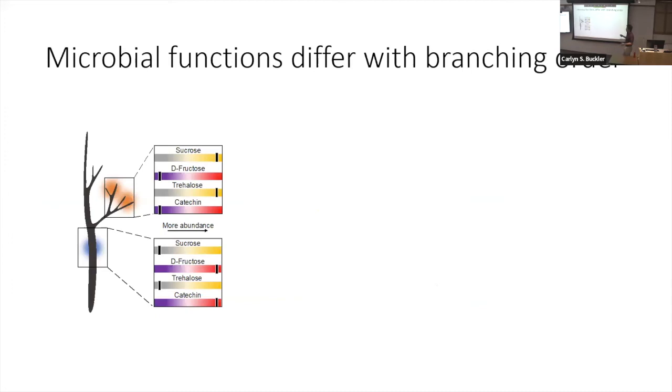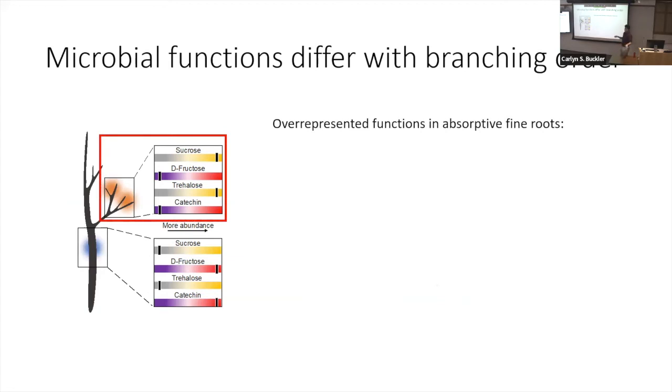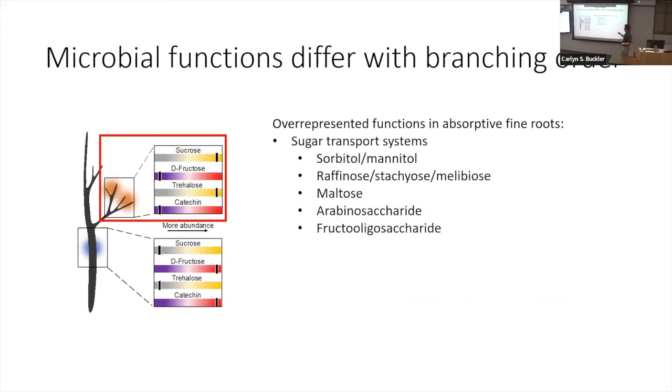And lastly, I had talked about microbial functioning. You can get differences in composition, but the functions may not necessarily differ from each other. Luckily, we did see differences in functioning, which is fantastic because it's a lot of money to do metagenomics. And so for the absorptive fine roots, what we found was an overrepresentation of functions responsible for sugar transport systems. So we're seeing a lot more movement of sugar in that type of environment, which makes sense. There's a lot more sugars in that environment, as we saw with our metabolomics data.